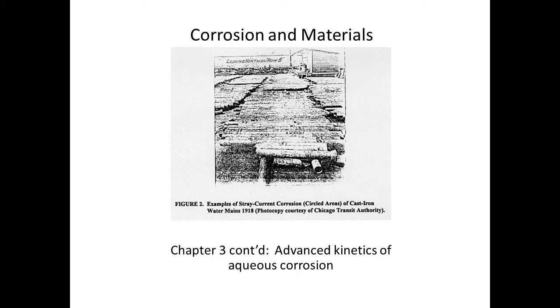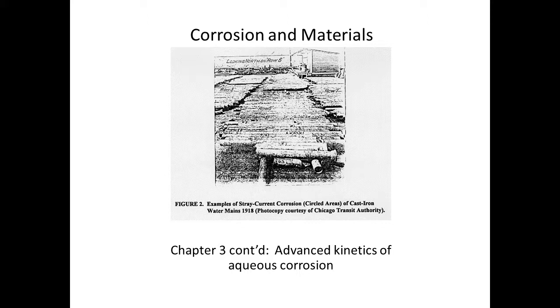Before we look at calculations of corrosion speed in complex cases, let me introduce this lecture with this photograph of some corroded cast iron water pipes. So this photograph is taken by the Chicago Transit Authority in 1918, and it's a scan of a photograph that was printed out in a book, so the image quality, I'm sorry, is not perfect. You have to imagine partly what you're seeing here. So let me describe it.